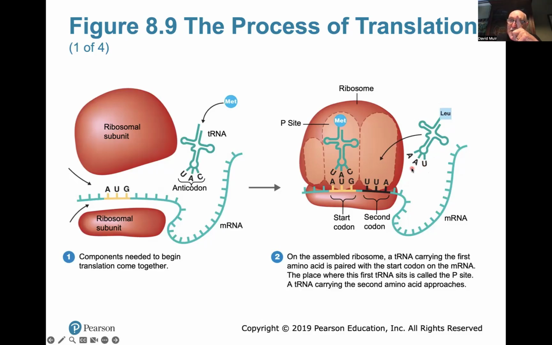Here's a word of warning. Always make sure, if I ask you, what does the codon UUA code for? Then you look on the table of codons. If I say an anticodon on a tRNA is 3' AAU, what does it code for? Do not look for this on the table of codons, okay? This is the anticodon. You'd look for UUA on the table of codons.